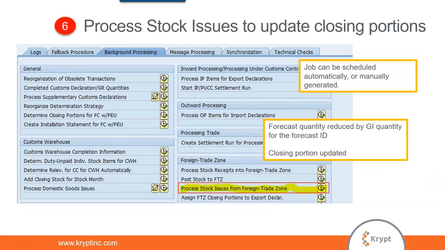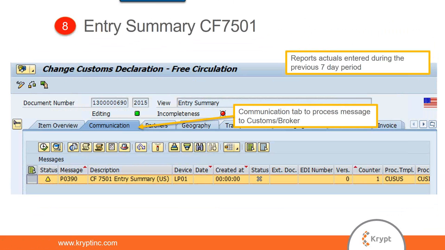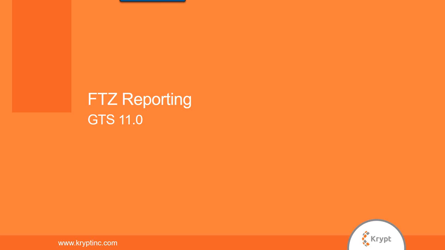And then you need to process your goods issues during the week, and this can be done in a background job. And then your 7501 reports your actuals that were entered for consumption in the previous 7-day period. So your CF7501 will relate back to that estimate and report the actuals. And again, the communication process is similar to the other documents. Select that and communicate that. The messages received back either from your broker or from customs will appear in a log, and so you can see what type of response you've received for each of those messages.